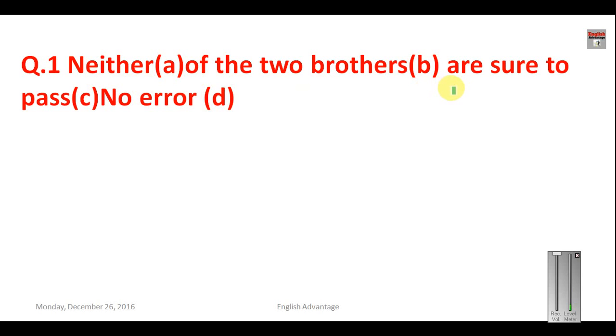In this question, neither, either, each, and every are singular, so they are followed by a singular helping verb. So here in place of "are", you must write "is", and only then can the sentence be corrected. Your answer will be C.